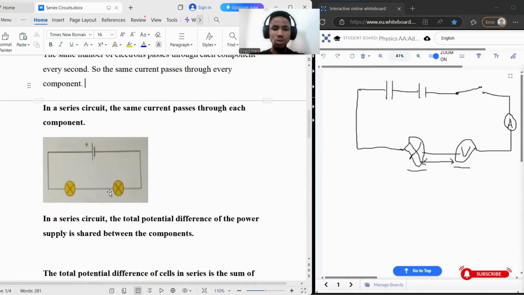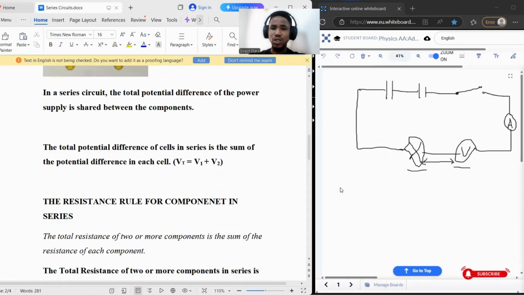So here we have two lamps. These lamps here are connected in series because it's a head to tail connection. So the current coming here from the ammeter will pass through this first lamp and it will go directly through the second lamp. So that's series circuit. So in a series circuit, the total potential difference of the power supply is shared. Now, because we have the same current passing through them, their volts will be shared. Why? Because they are connected in a series circuit. They are connected from head to tail. So the total potential difference, which is the PD, we all know that as our voltage.